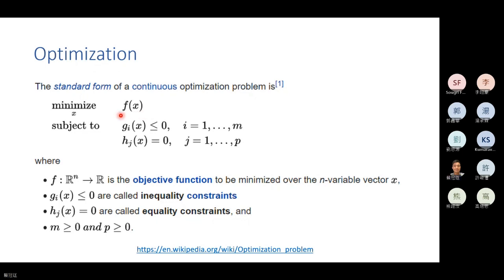Cost function. And then we will give the function some constraints. For example, our input will need to be between -1 and 1, something like that. So we can give them some constraints. And this is the standard form of a continuous optimization problem. F is usually called the objective function to be minimized. And there are inequality constraints or equality constraints. So this is the optimization function.